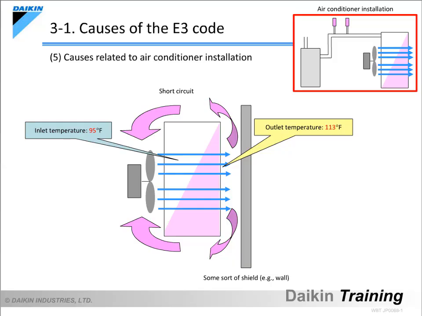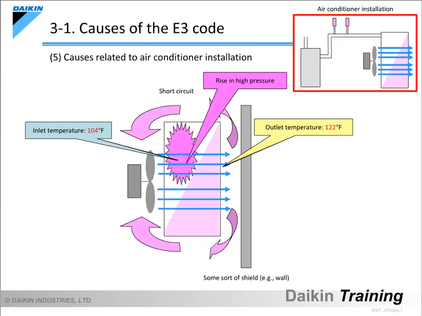When a short circuit occurs, the hot air discharged from the heat exchanger outlet is once again sucked into the outdoor unit. This creates an unwanted cycle where this hot air increases the heat exchanger inlet temperature, which then increases the outlet temperature, which then further increases the inlet temperature, and so on. The rise in the inlet temperature also causes a rise in the high pressure, resulting in the E3 code.